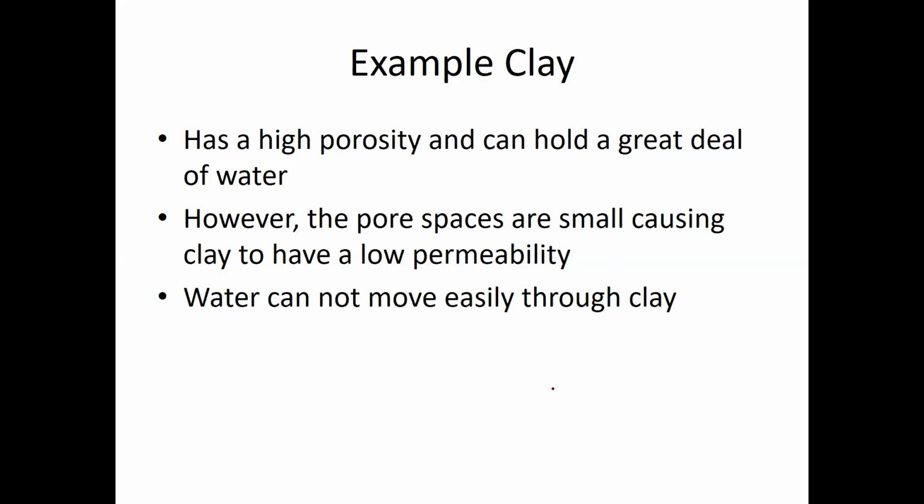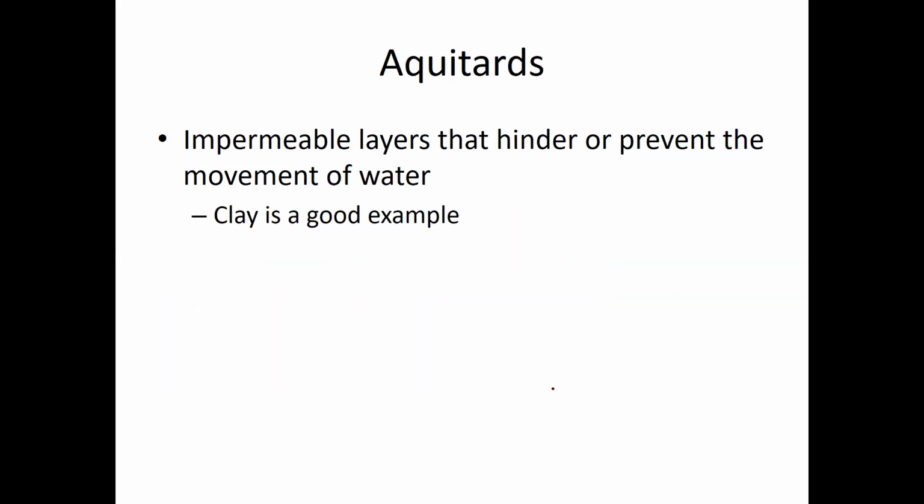So clay is an example of a material that's porous. It can hold water, but because that pore space is so small, water has a hard time moving through it, so it's fairly impermeable. And so clay is an example of a natural aquitard. An aquitard is an impermeable layer that hinders or prevents the movement of water. Clay is a good example.